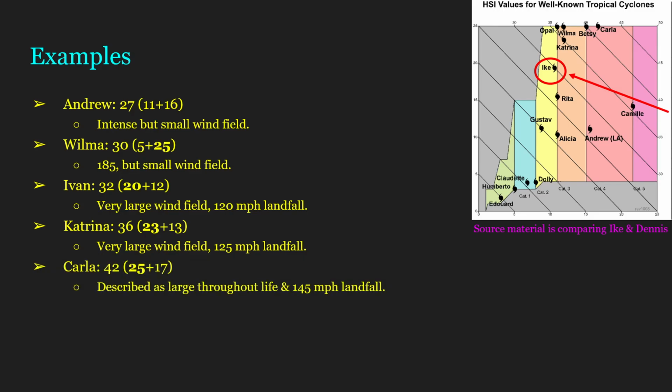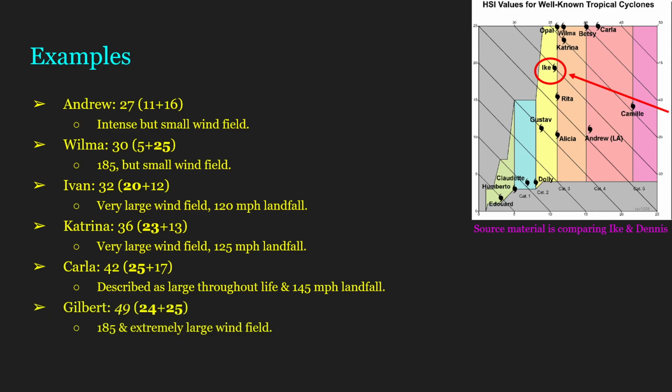Even larger HSI numbers come from Carla, which had 42, 25 for size and 17 for intensity. Carla was described almost the moment it became a tropical storm as being extremely large throughout its entire life, and made landfall at winds of 145 miles per hour, although given the 17 here, Carla did become a Category 5, reaching, I believe it was, 165 miles per hour.